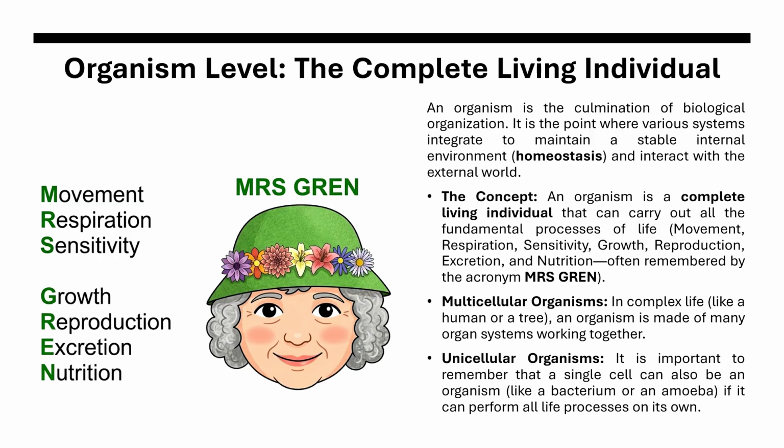Okay, so the true magic of an organism is its ability to maintain homeostasis. This is the process of keeping things stable inside even when the outside world changes. Your systems work together to keep your temperature steady, your water levels balanced, and your energy constant. It is the ultimate team effort of every cell we have studied so far. So remember, an organism can be one cell or trillions, but it must be able to carry out 7 functions of life. Mrs. Gren, okay? It is the point where biology becomes a living story.